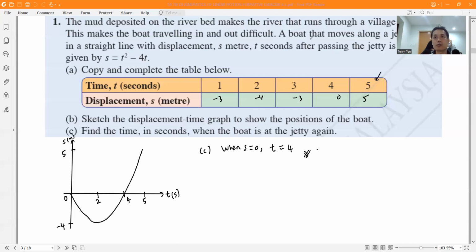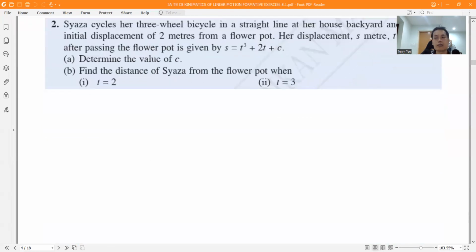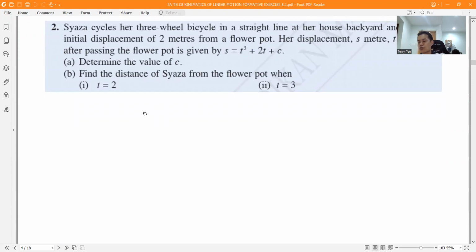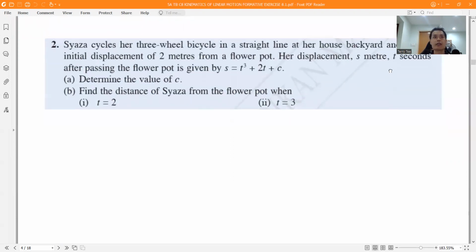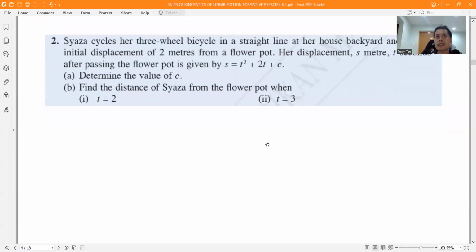Okay, let's move on to question number 2. Now, Shaza cycles a 3-wheel bicycle in a straight line at her house backyard, and initial displacement is 2 meters from the flower pot. Her displacement after passing through the flower pot is given by this function. Determine the value of C.